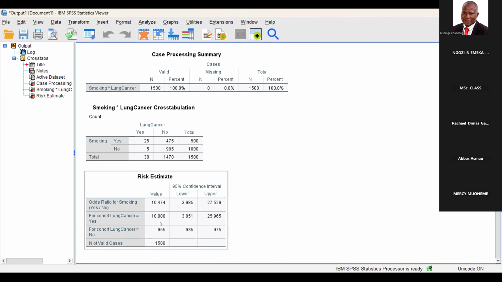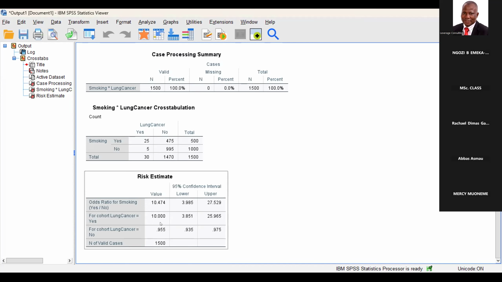Now, how do we know that the relative risk of 10 is significant or not? You can know through the confidence interval. I've already told you, the confidence interval will give you threefold information. It gives you the quantification, which is 10. It gives you the range of values within which you can find the population value. It can also tell you whether it's significant or not.